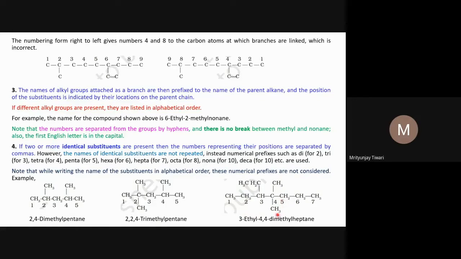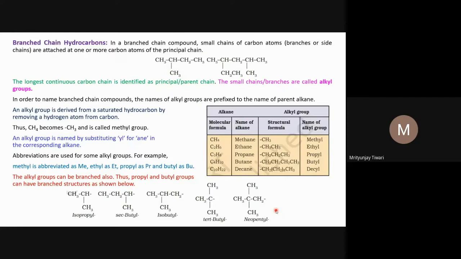So "di" we will not consider for alphabetical ordering, because if we considered it, dimethyl would come first, then ethyl, but that is not considered. These numerical prefixes are not considered anywhere. Even here, what I have said, there is a secondary butyl. This "sec" represents the number two, when this carbon atom is connected to two different carbon atoms. So this will also not be considered.